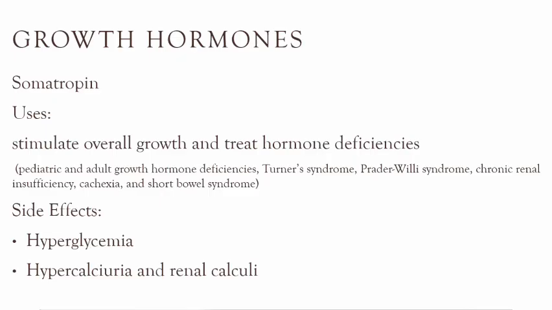So now we're going to talk about growth hormones. Somatropin is the prototype medication for this class of medications. Growth hormones are going to be used to help somebody who has growth hormone deficiencies, like Turner syndrome. It can also help if someone has wasting syndrome with HIV and AIDS, and it can also help to increase lean muscle mass in adults.